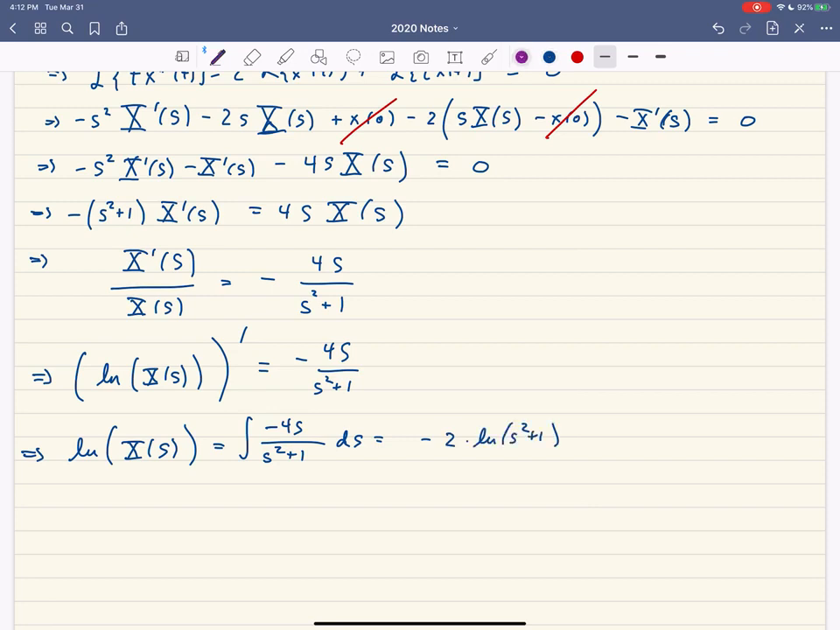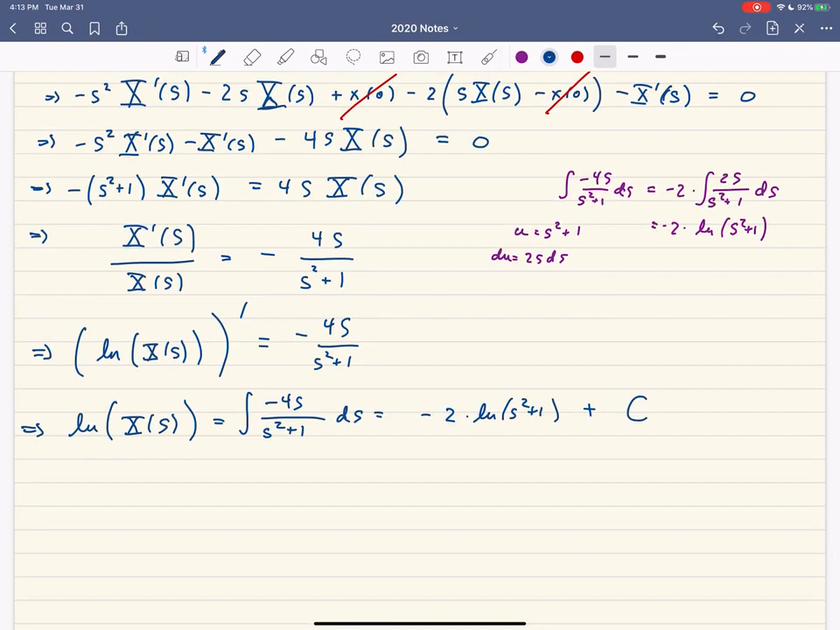So what I just did mentally there is that you have negative 4s over s squared plus 1 ds. That's negative 2 times the integral of 2s over s squared plus 1 ds. If you were to substitute u as s squared plus 1, you end up with du as 2s ds. That's why I brought out this negative 2, so that you have the 2s ds. And then 1 over u du becomes natural log of u. So this is going to end up being negative 2 times the natural log of s squared plus 1, which is what I wrote down here, right? Negative 2 natural log of s squared plus 1. And don't forget the plus c. Okay, that plus c will be important.